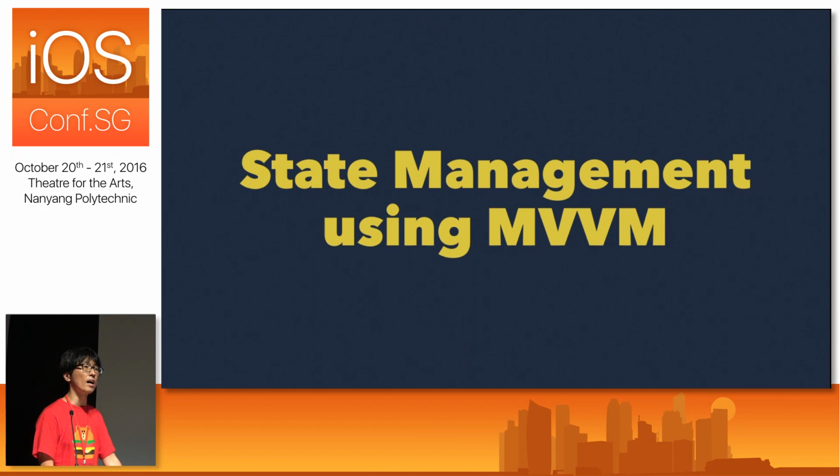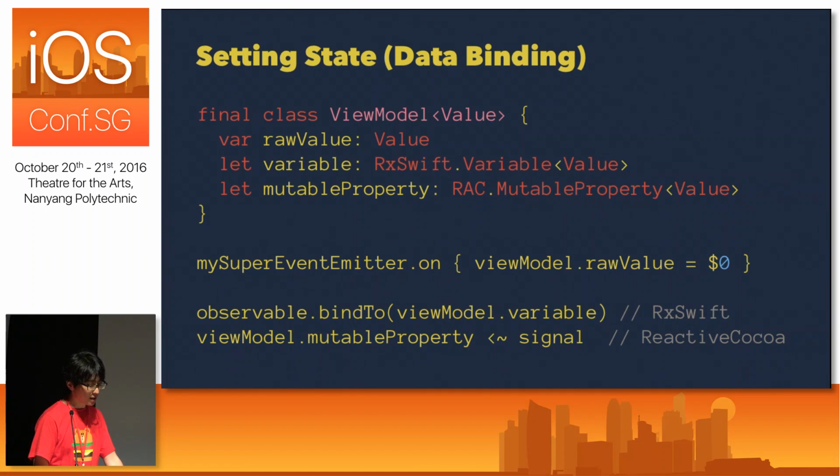Now, let's take a look at how we can handle these states using the MVVM pattern. MVVM stands for Model View ViewModel. Let's look at how to set the state first. Here we have a view model class with three properties: the raw value, the variable, which is RxSwift's Variable, and the mutable property, which is ReactiveCocoa's MutableProperty. To set the state, for example the raw value, we can just call viewModel.rawValue equals something, and we can set a state, easy. But unfortunately, this is not a reactive way, meaning it only updates the value once.